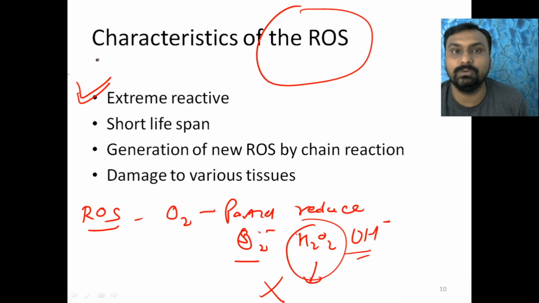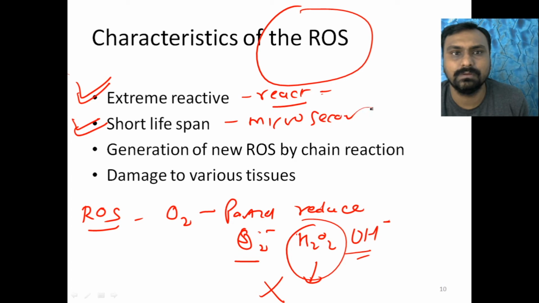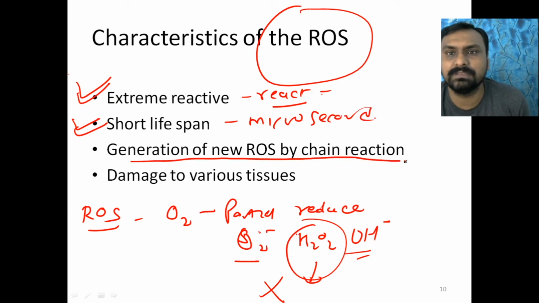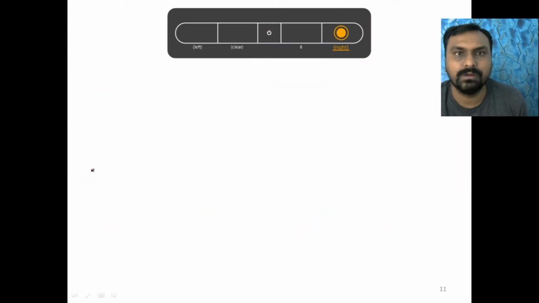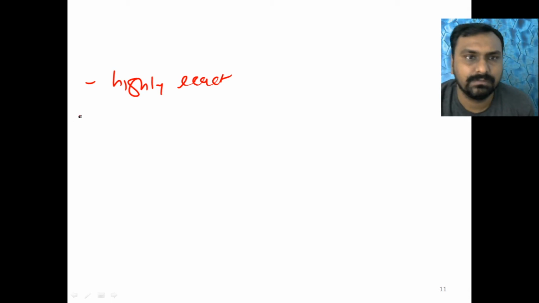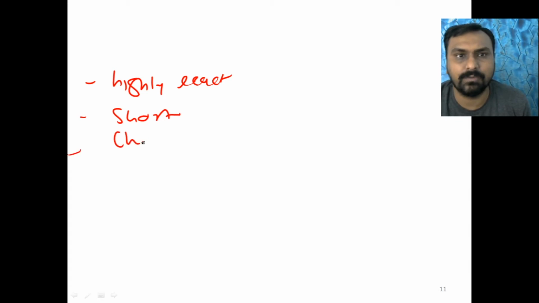So what are the characteristics? They are extremely reactive. They react with any substance with which they come in contact. They have a very short lifespan, in microseconds. There is generation of new reactive oxygen species by chain reaction, so it will propagate, with radicals generated one after another, and they damage the tissue.